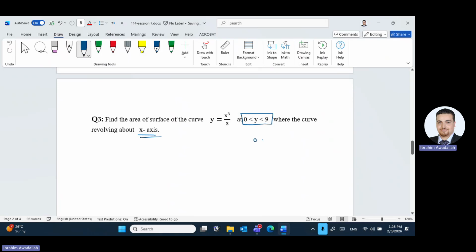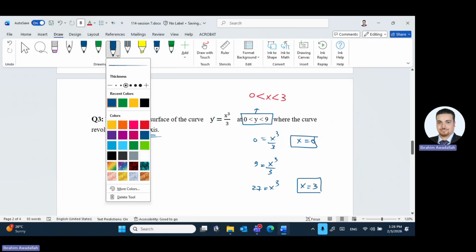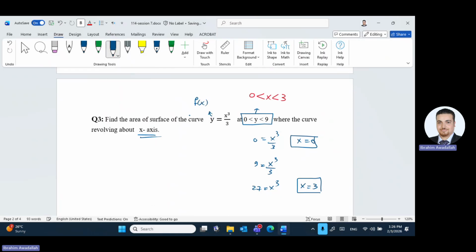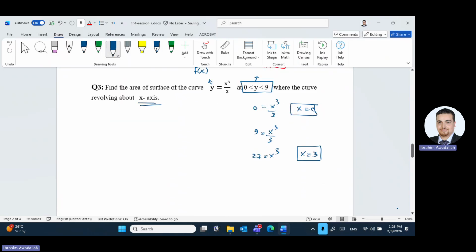When y is 0, 0 equals x to the power 3 divided by 3, multiply by 3 here, take the third root, x equals 0. When y equals 9, 9 equals x to the power 3 divided by 3, multiply here, 27 equals x to the power 3. Take the third root, x equals 3. 3 times 3 times 3, 27. So my interval here needs to be adjusted, needs a little bit of work. Now we have our integration on x and this function y, or I can write it f of x. So everything now, for x-axis, is fine.